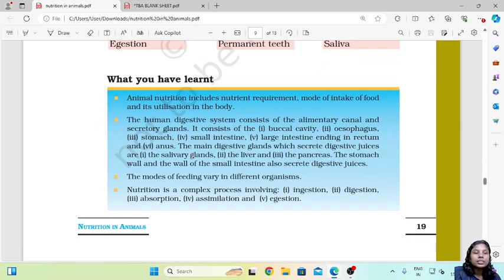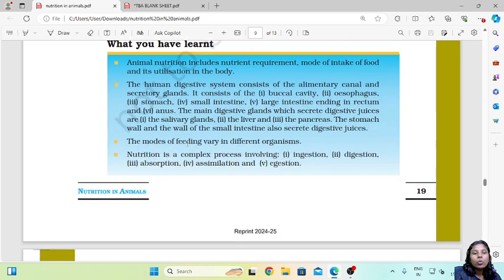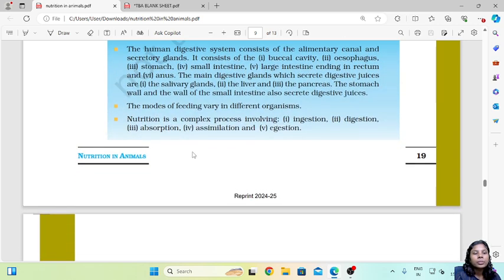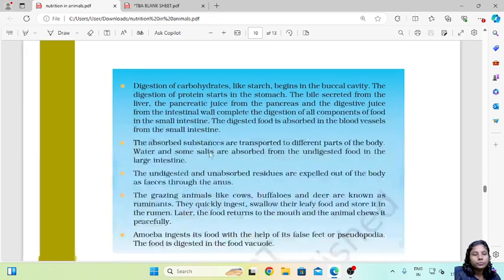So what we have learned: animal nutrition includes nutrient requirement, mode of intake of food and its utilization. Then the human digestive system consists of the alimentary canal and the secretory glands. The modes of feeding vary in different animals. Then nutrition is a complex process. It involves ingestion, that is taking in food, digestion, that is breaking down of food, absorption, that is food being absorbed in the small intestine, assimilation, and egestion, that is throwing out of food.